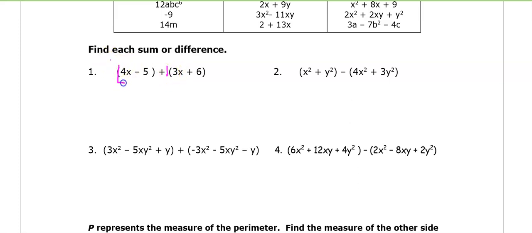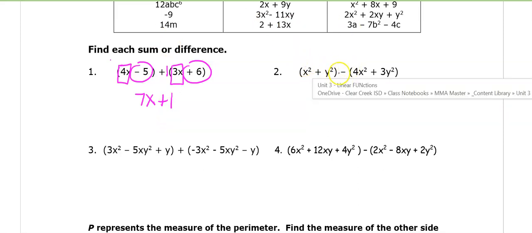So I'm going to go straight to combining my like terms. Remember, you combine the ones that have the same last name. So 4x plus 3x is 7x. -5 plus 6, or 6 minus 5, is 1. And that would be your answer. So you are just simplifying here.